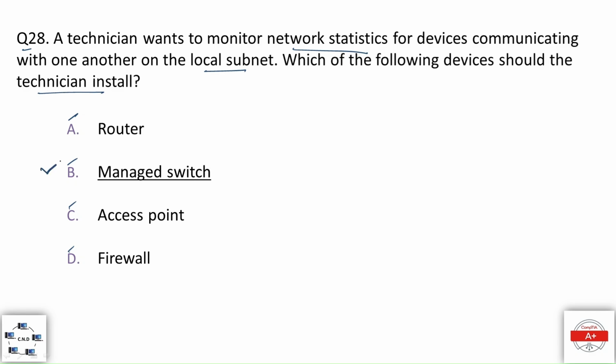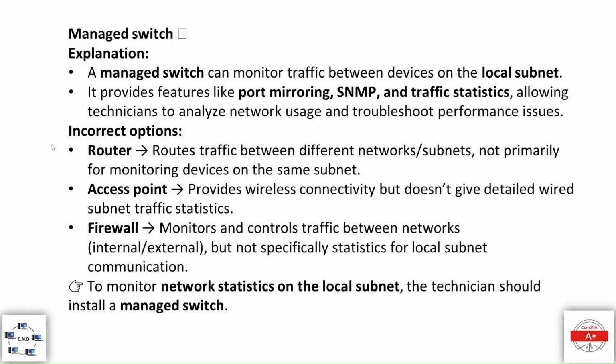Option B, managed switch. So why is this the correct option? Let's go to the explanation. So the managed switch is the correct option. A managed switch can monitor traffic between devices on the local subnet. It provides features like port mirroring, SNMP, and traffic statistics, allowing technicians to analyze network usage and troubleshoot performance issues.